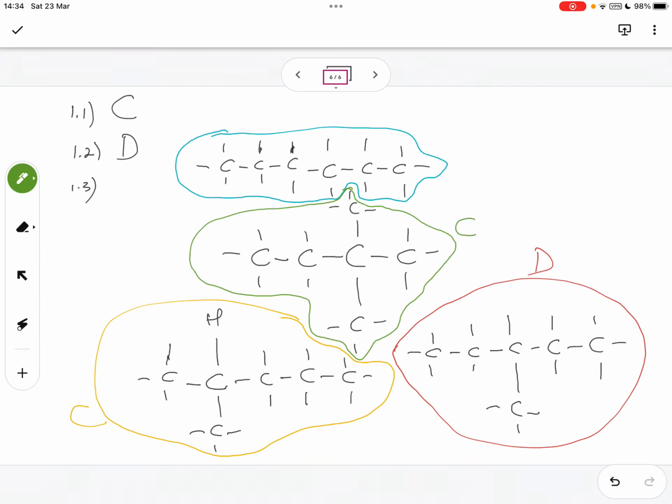So which one has the longest chain? I think let's start there. No, A. B has the longest chain, right? So it should have the highest melting point. How do you say B has the longest chain? No, I mean the straight chain of carbon atoms is just 4. Yeah, that's what I meant. I meant A, sorry, not B. So the longest chain of carbon atoms is A.